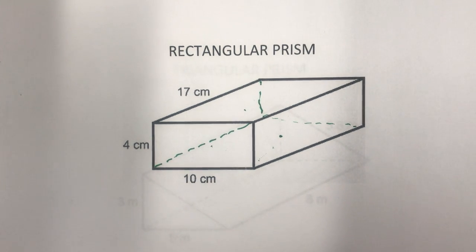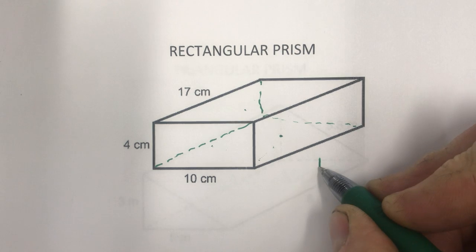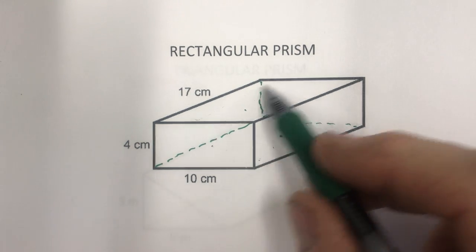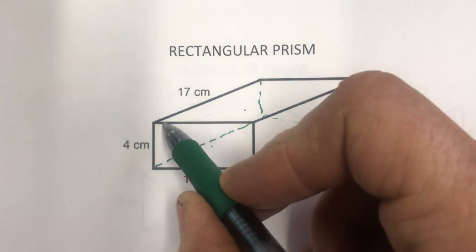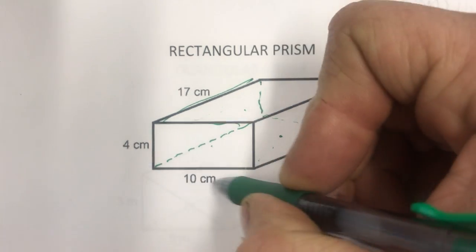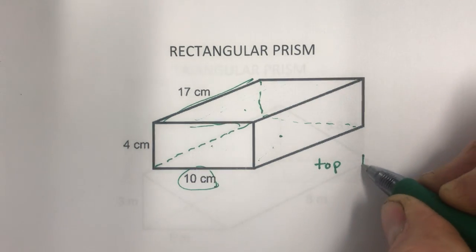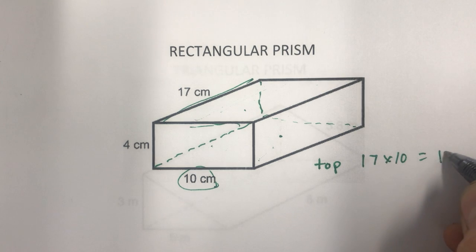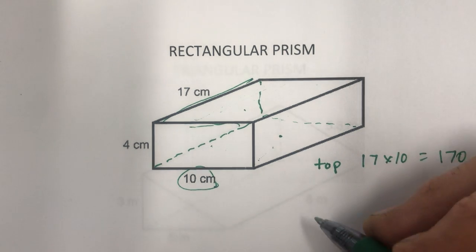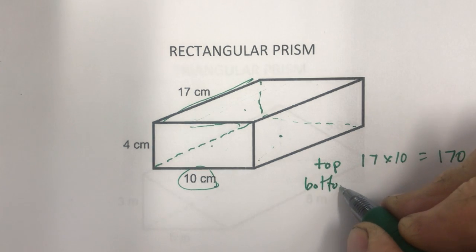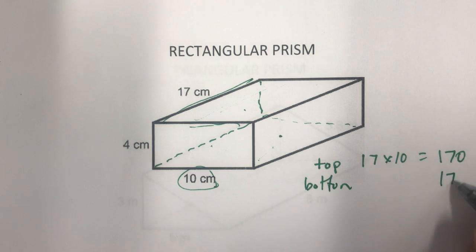So we want to find the area of every surface. So let's just do this right here. The top of this thing is a rectangle. It's 17 long and it's 10 wide. So I do 17 times 10, which is 170. Okay, well the bottom, same thing. It's 170.